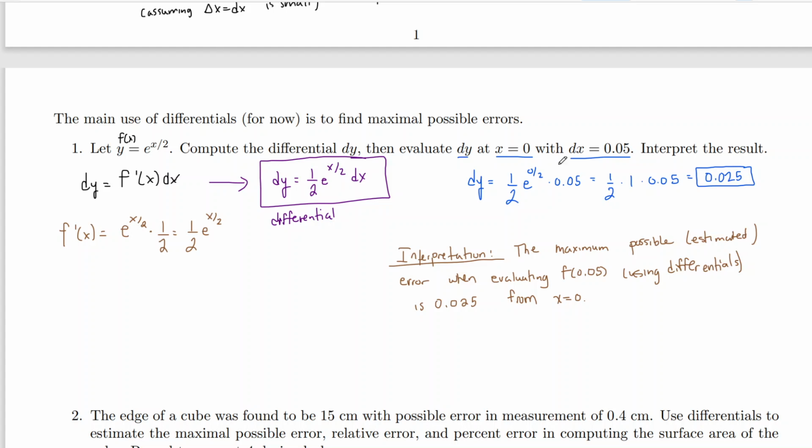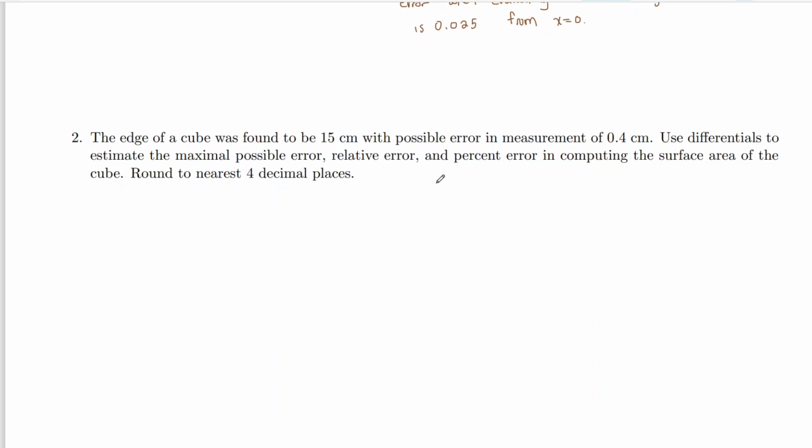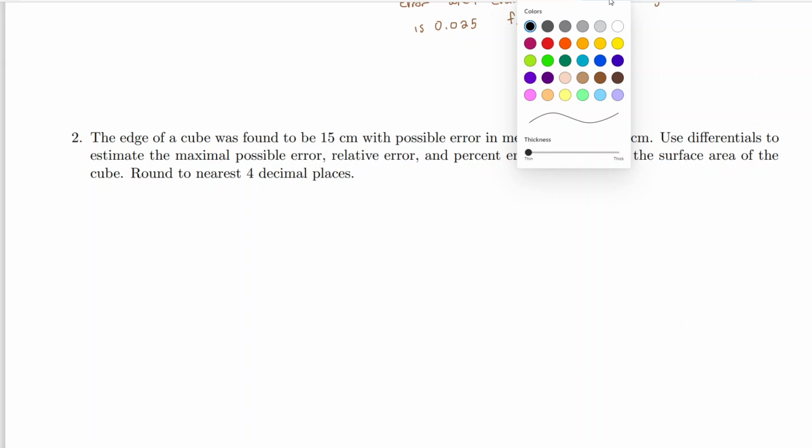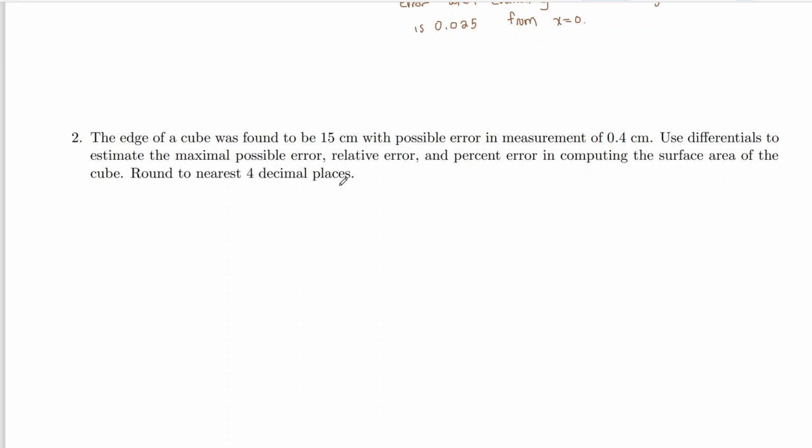All right. So what we're going to do is go ahead and now use this in a way that would be more realistic. So, there could be a reason why this function e to the x over 2 is important, but realistically what you're going to do if you ever have to use differentials in some application is going to be like this. So it says the edge of a cube was found to be 15 centimeters. I'm going to go ahead and highlight cube because you can read from the question here that we don't have a formula. So the edge of a cube was found to be 15 centimeters with a possible error estimate in measurement of 0.4 centimeters. Well, without reading the rest of the problem, what I already know is that we're talking about a cube.